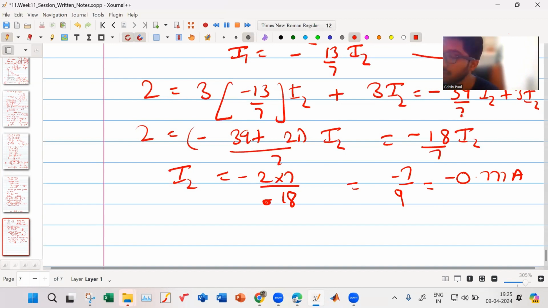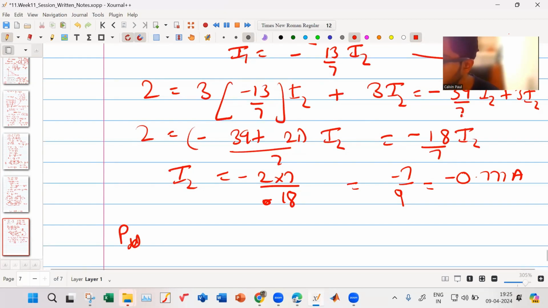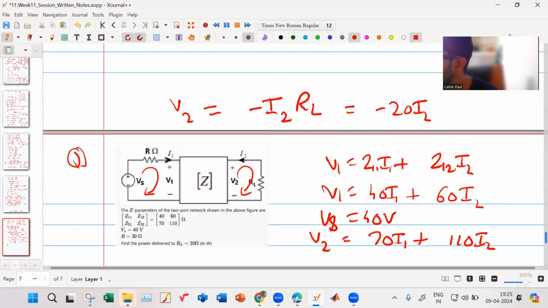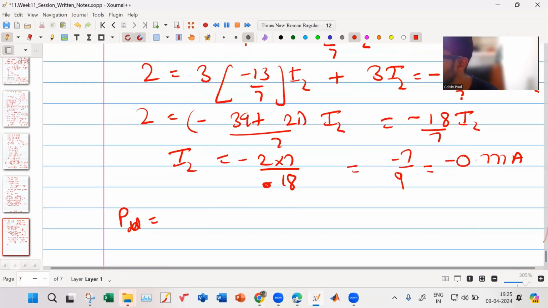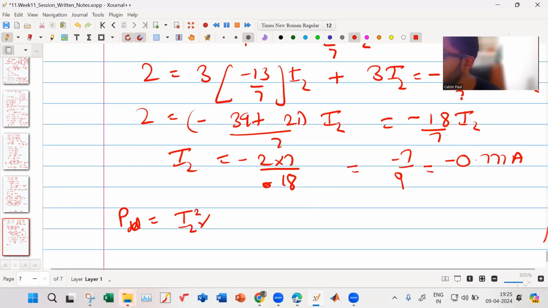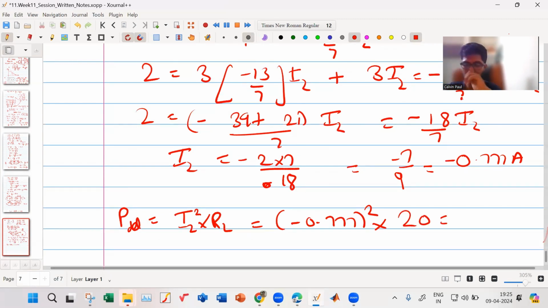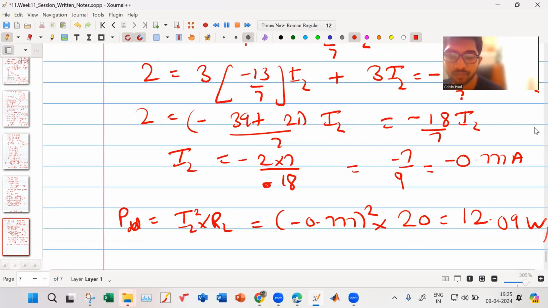Then we want to find the power delivered. What is my power delivered? I2 squared into RL. It is minus 0.777 squared, RL is 20. So how much is this? 12.098 watt. So 12.09 watt.